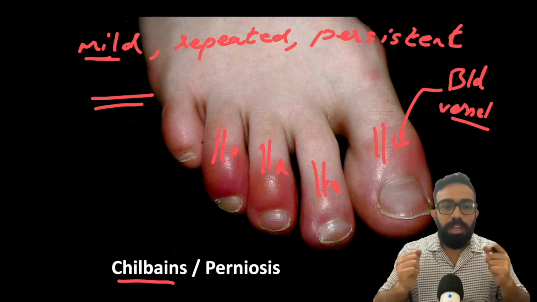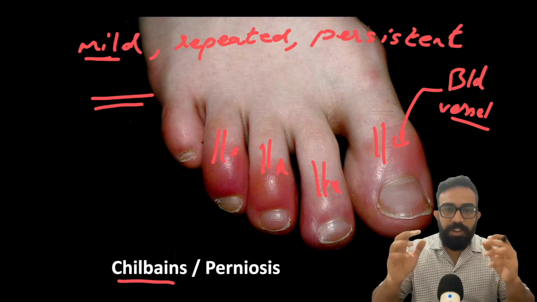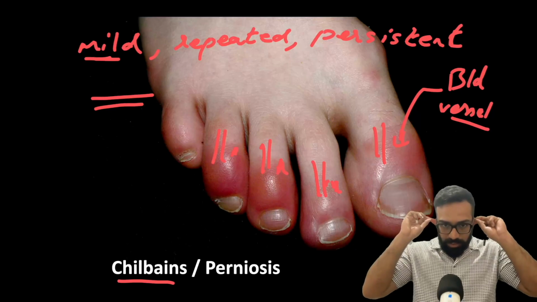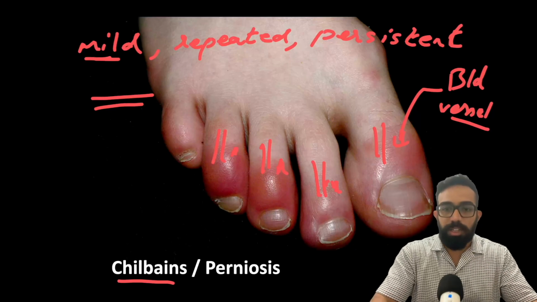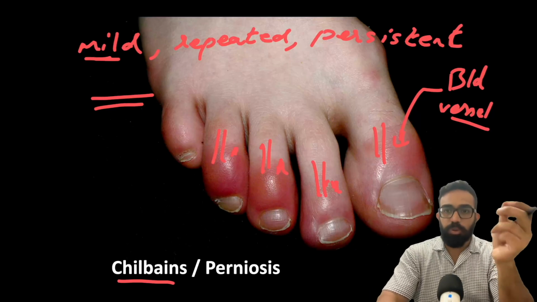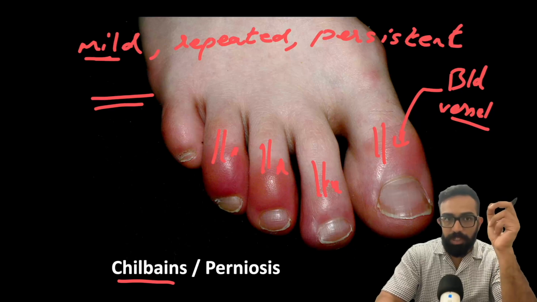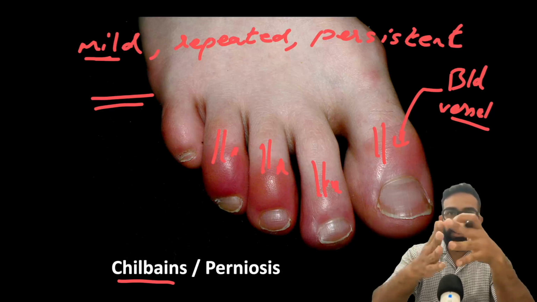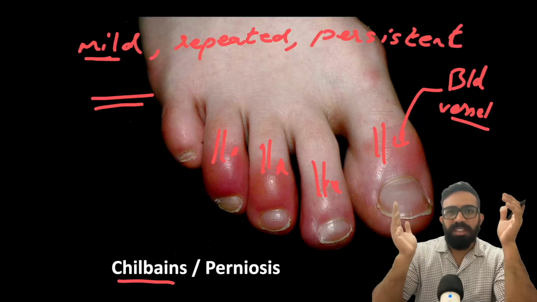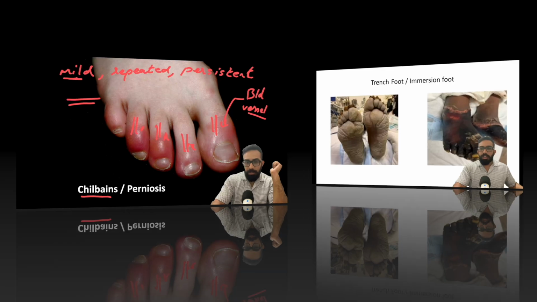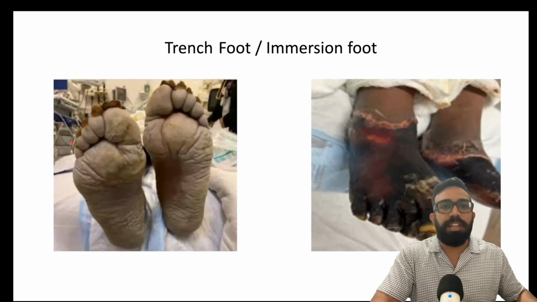Therefore, chilblains are seen as lesions at the fingertips, at the tip of the nose, at the tips of the ears. So this is exactly what chilblains is. Remember the pathophysiology behind it: repeated, persistent cold exposure causes repeated vasoconstriction that irritates and inflames the blood vessel. Now I'll come to what is trench foot.